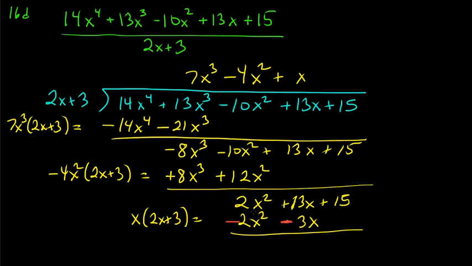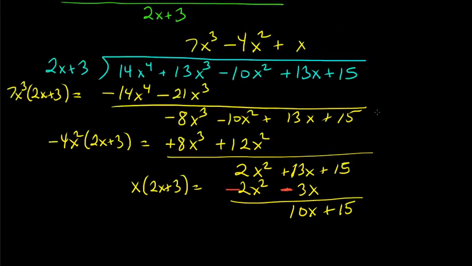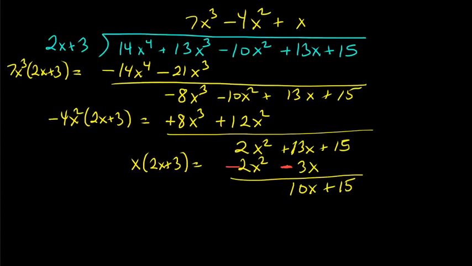Yep, so minus 3x instead of plus 3x. Now we add, and we get 0x squared. 13x minus 3x is 10x. So 10x plus 15. Right, and now we're almost done. All we have to do now is divide the 10x by the 2x, right? This 10x by this 2x. So that's just 5. Right, remember, it's x to the 0, which is 1. So 5, right? So multiply 5 times 2x plus 3, and that's 10x plus 15.